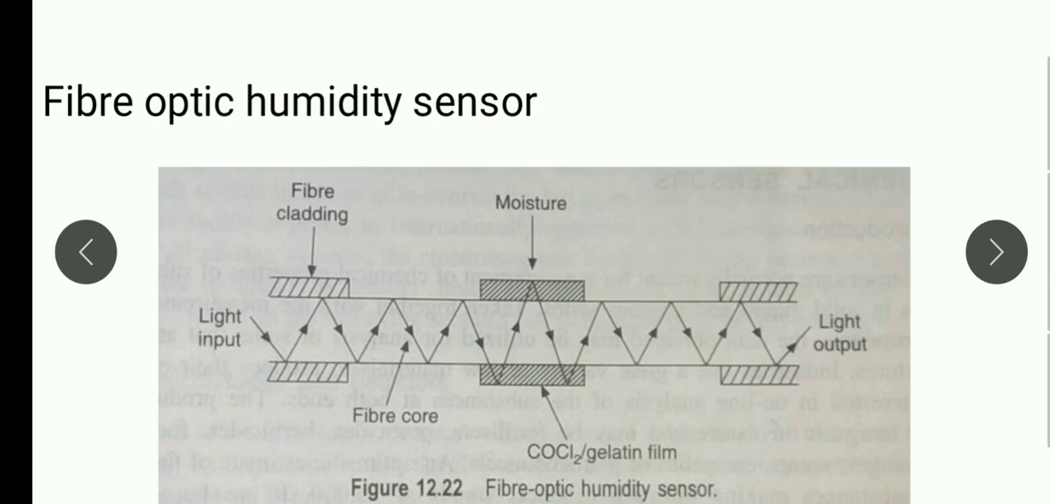When we plot this relative intensity against relative humidity, the relationship is not linear. That you have to keep in mind. It is a non-linear relationship, and hence it is a complex system, as I told you.